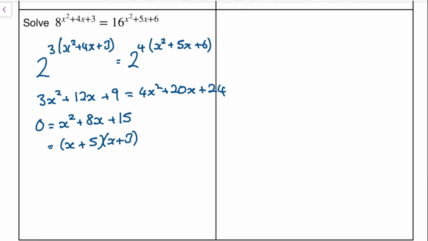What does the question want? The question wants to solve. In other words, which values of x solve this equation? And the values which solve the equation are minus 3 and minus 5. And that is today done.